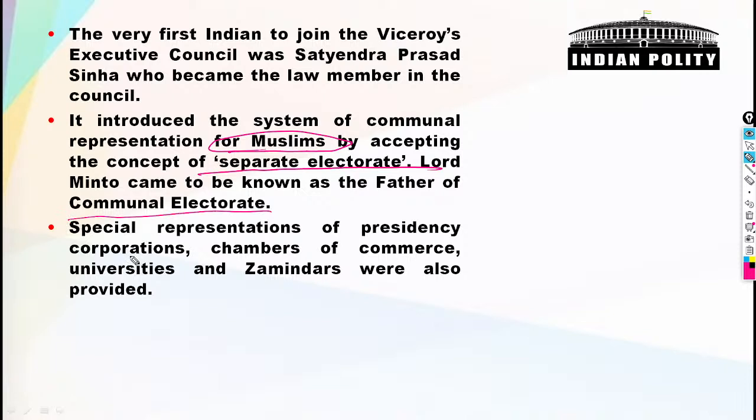The objective was to divide and rule, and to infuse a sense of divisiveness among the communities so that they could not remain united. The goal of the British was thus realized. Okay, so that is the separate electorate system, otherwise known as the communal electorate system.